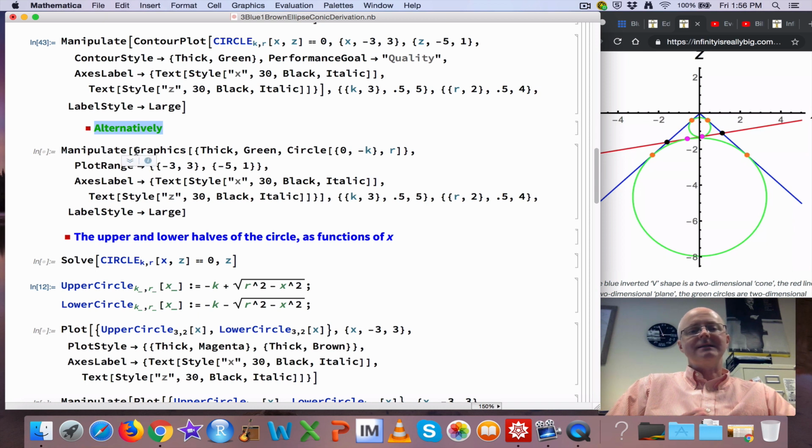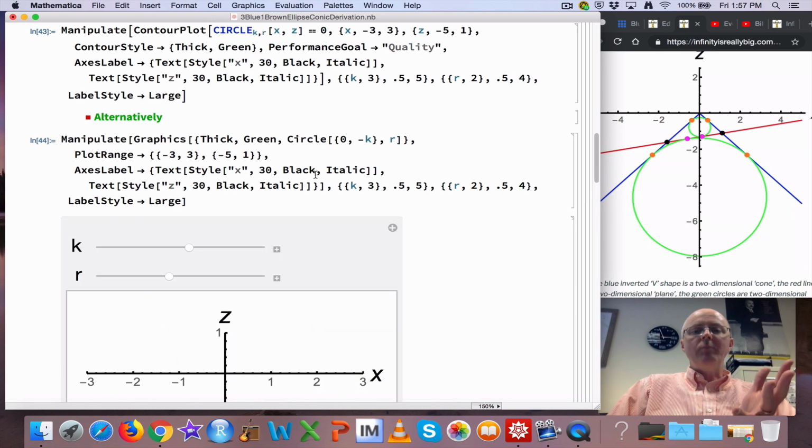Now this is complicated to explain. I don't really want to explain it. Graphics is just another way of making graphs, in this case a circle, that won't be so computationally intensive.